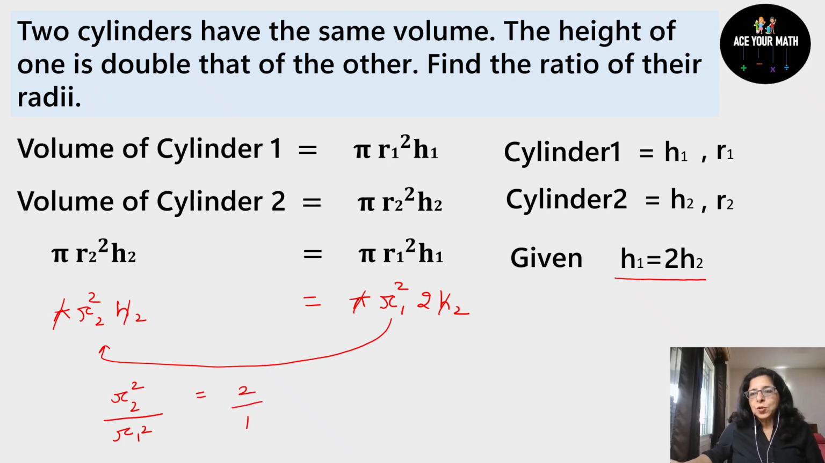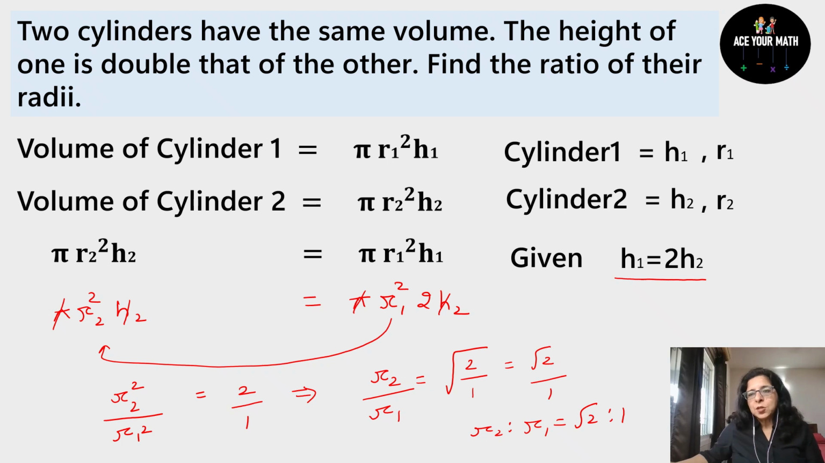You need to find the ratio of r2 and r1, but currently they are in square. How do you eliminate the square? You will write r2 upon r1 equals root of 2 upon 1. This is how you eliminate the square, because the opposite of square is the square root. Root 2 stays as it is, and the square root of 1 is 1 only. So r2 is to r1 is equal to root 2 is to 1. The ratio is root 2 is to 1.